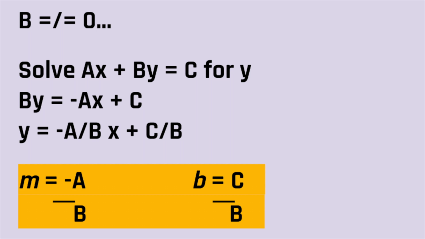If we compare that to the slope-intercept form, we have m, which is otherwise known as the slope, is equal to negative a over b, and little b, which is the y-intercept, is equal to c over b.